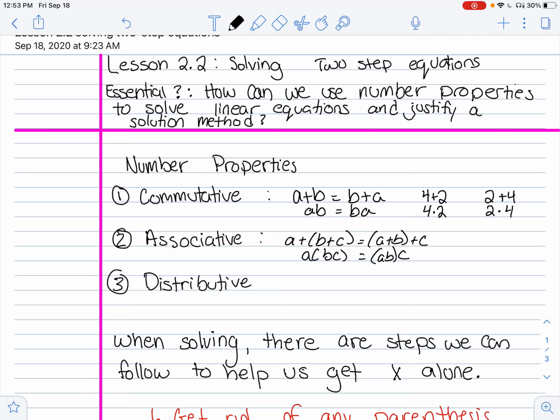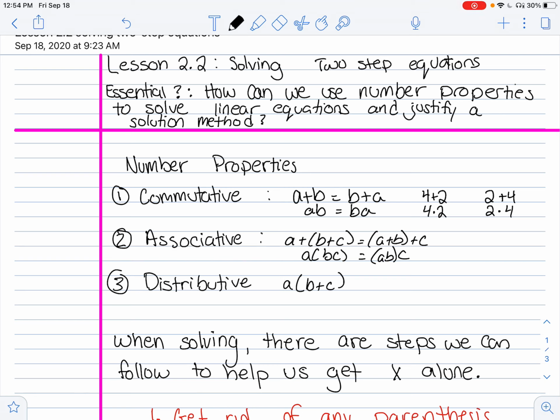Our last property is our distributive property, and this happens when we have a number directly outside a parenthesis that has maybe two or more things inside the parenthesis. So this number outside the parenthesis has nothing in between the parenthesis and the number. For instance, there's no addition sign, there's no subtraction sign, there's absolutely nothing. This tells me that I need to multiply.